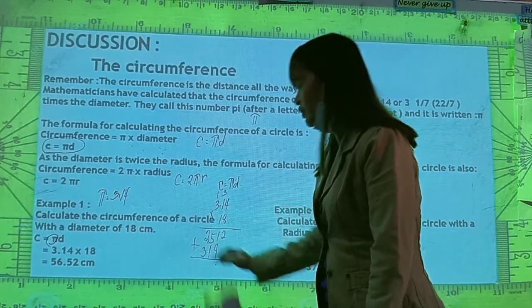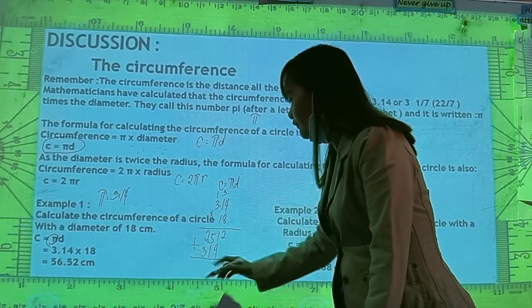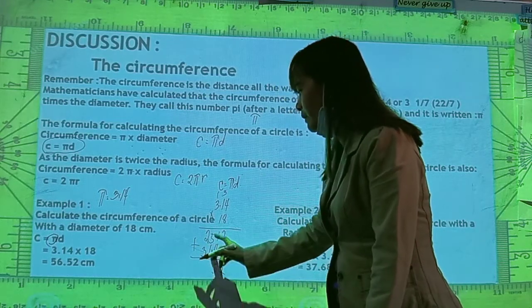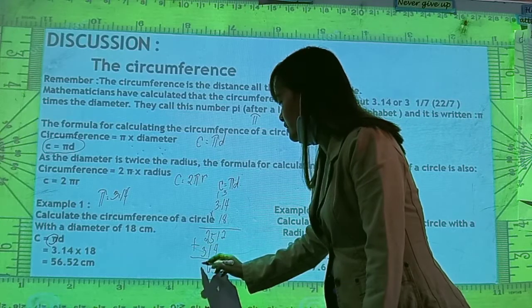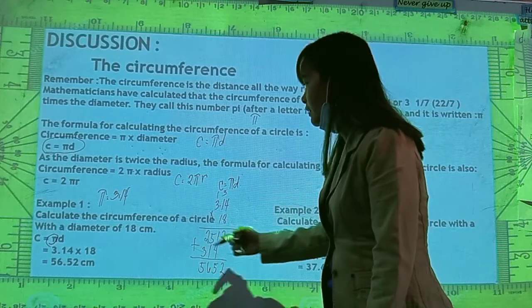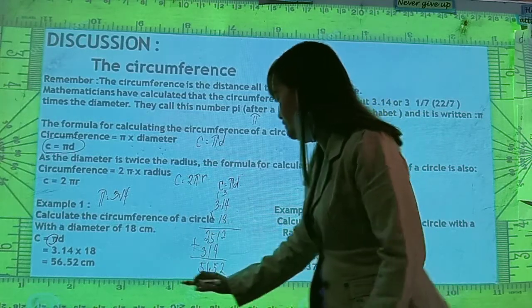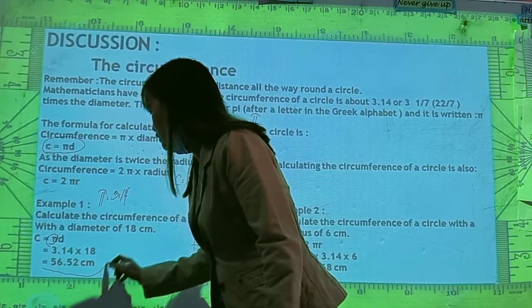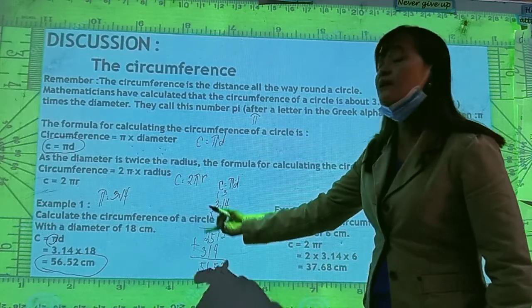Okay, proceed to addition. So bring down 2. 1 plus 4 is 5. 5 plus 1 is equal to 6. 2 plus 3 is equal to 5. Okay, then let us see how many decimal points. So 1, 2, 1, 2. So therefore, the answer is 56.52 centimeter.